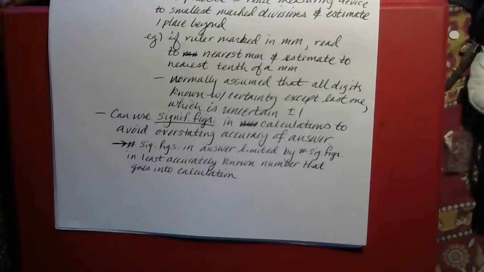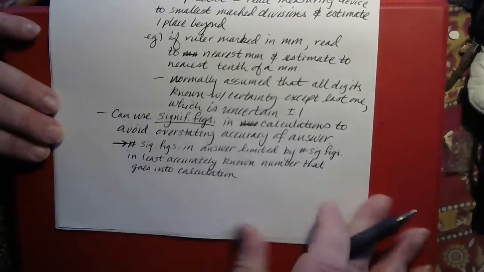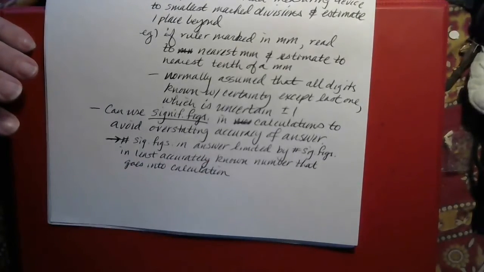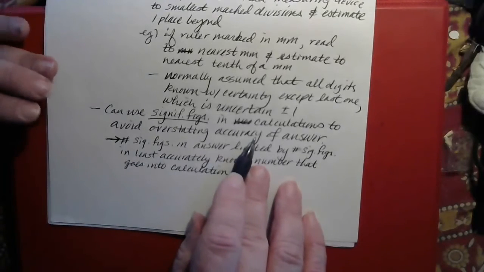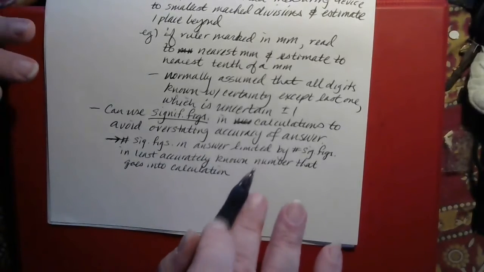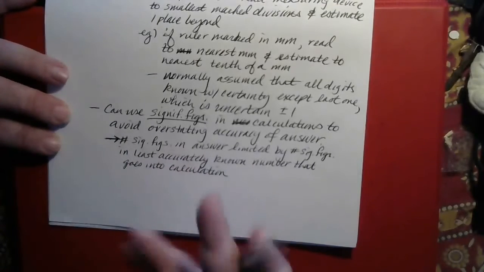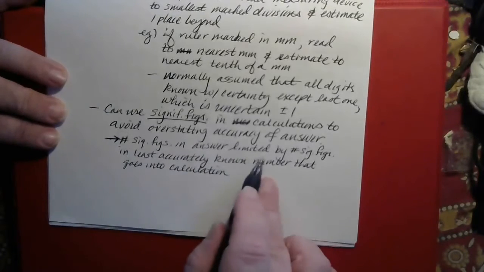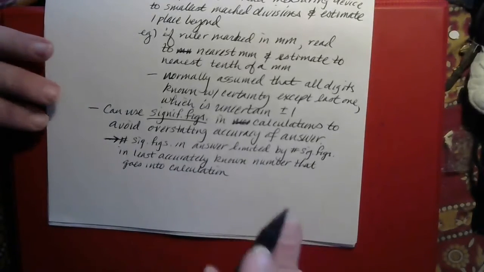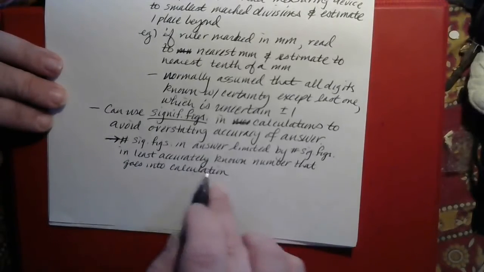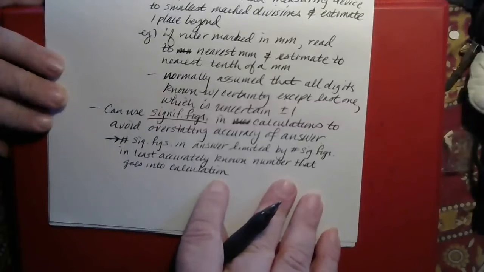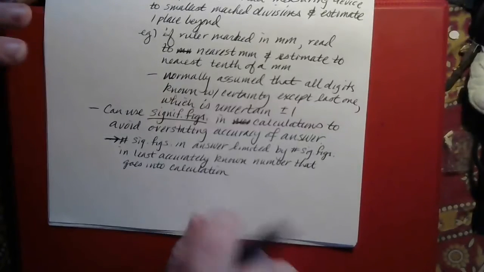Okay, we're back now, and as I said a moment ago, what we're talking about here is using the concept of significant figures in order to avoid overstating the accuracy with which we know the results of calculations. The number of significant figures in the answer to any given calculation is going to be limited by the number of significant figures in the least accurately known number that goes into the calculation, because that's really what limits the accuracy with which you can possibly know the result.